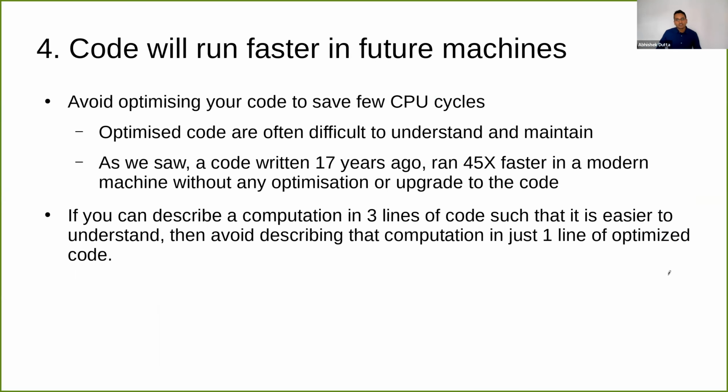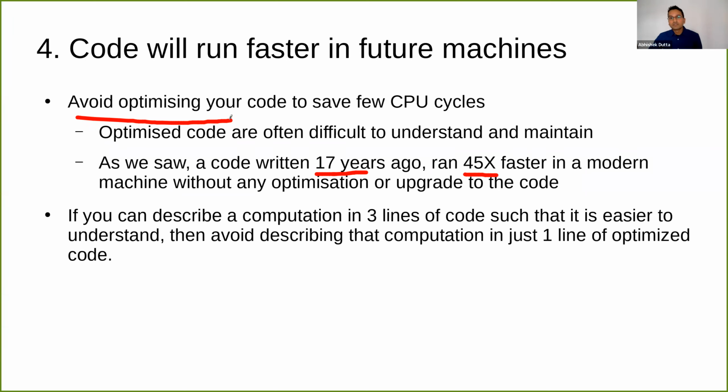Fourth is that from this exercise, what I learned is that your code will run faster in future hardware, even if you don't do anything to it. As we saw, the code that was released 17 years ago ran 45 times faster on a modern machine without any change. All of those gains were due to the hardware as well as the software, the libraries that it depended on.